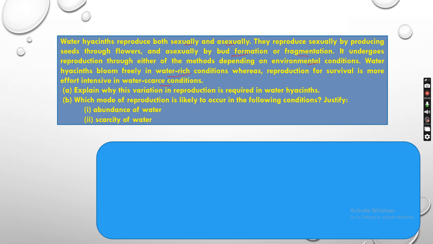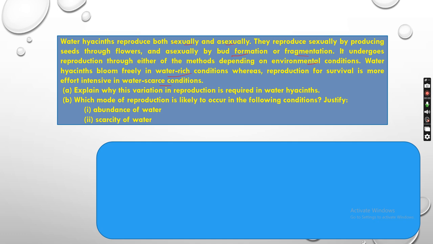So if there is scarcity of water, that time the reproduction is only for survival. So it is effort intensive. That means energy is required, to conserve the energy of the plant, right?